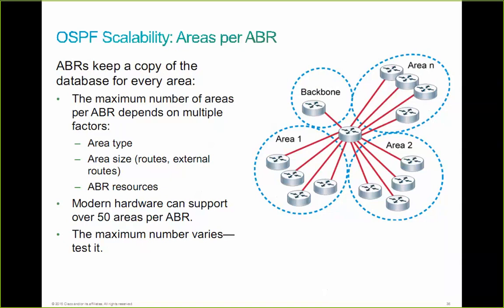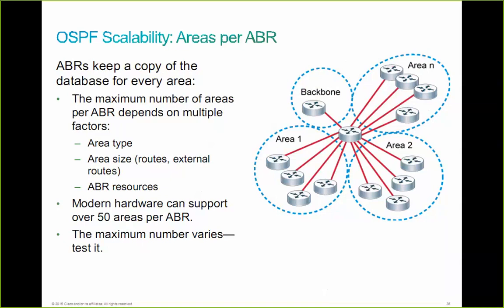Whenever possible, you should try not to overload an ABR and spread the areas over several different routers going into the backbone. But typical designs usually only require a few routers to serve as your multi-area ABR. And these routers can then be upgraded to the latest hardware, and that being said, can support 50 or more areas per ABR.